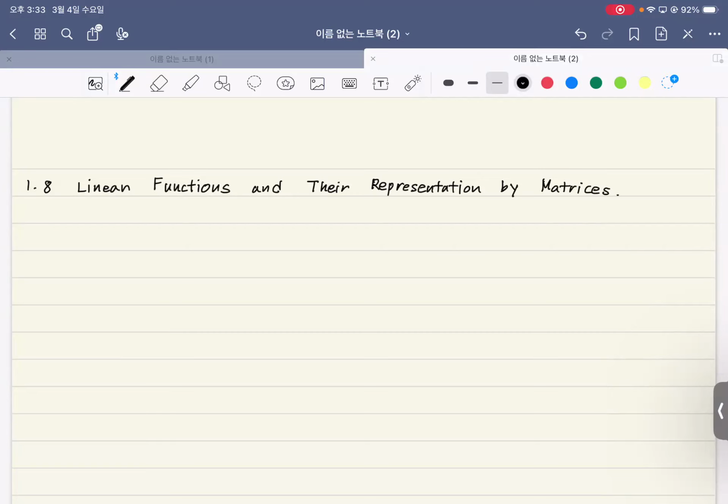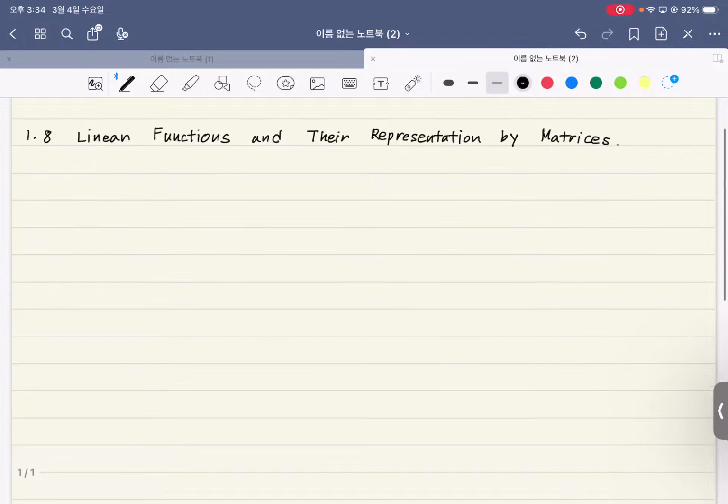Okay. So last time we discussed the determinant. It turns out to give us a signed area or signed volume of the parallelepiped or parallelogram given by these vectors. And today we will turn to section 1.8, which is about linear functions. I'm going to give you the definition first.